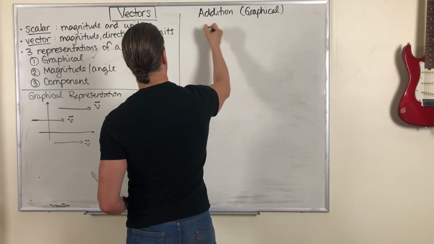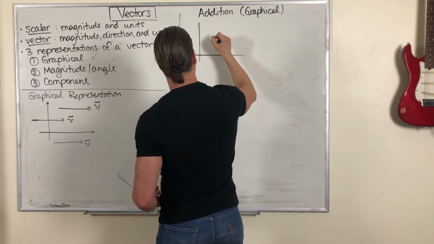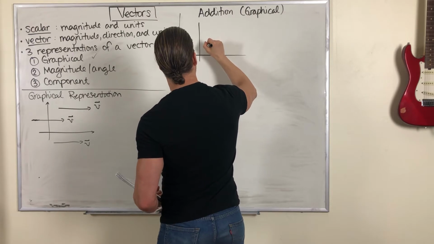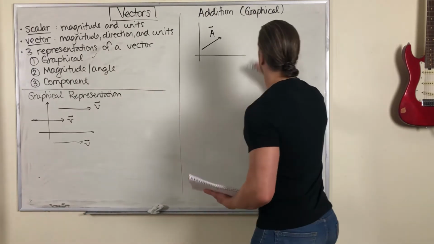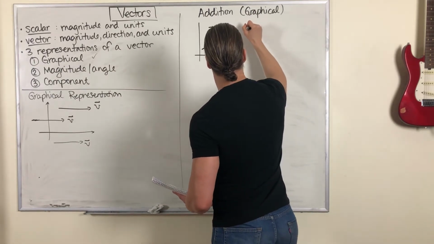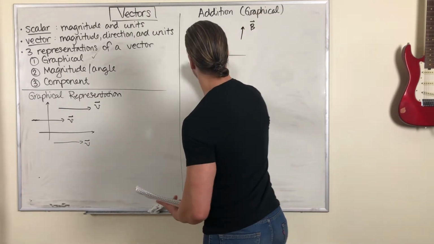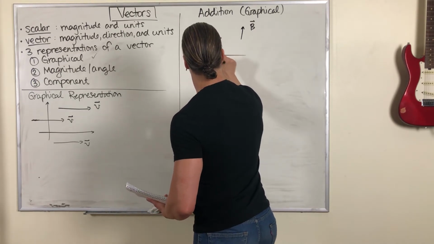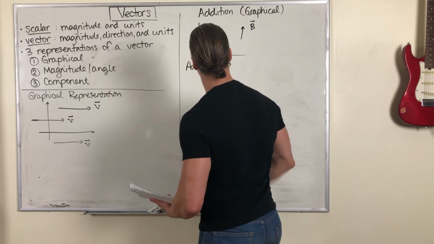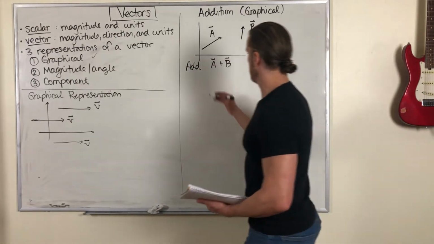So let's say that we've got two vectors and they look like, how about vector A looks like this, and vector B looks like this. We want to add A plus B. So how do we do that? Here's the process.